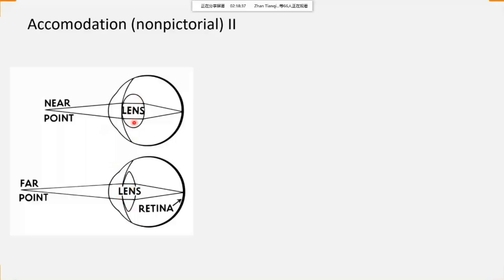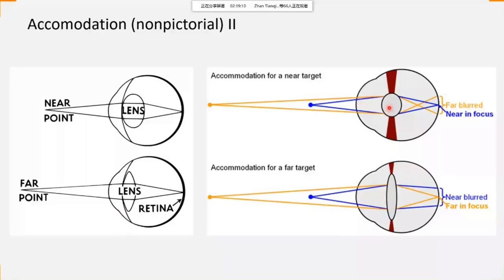This difference of the shape of the lens is important because this helps us to focus on different distances. So if something is near, we change the focus to see it sharp. And if it's more far away, then we also change the focus. And this is done, in fact, by a change in the shape of our lenses in the eye. Here you see that these brown areas are these muscles, and these muscles are used to change the focus.